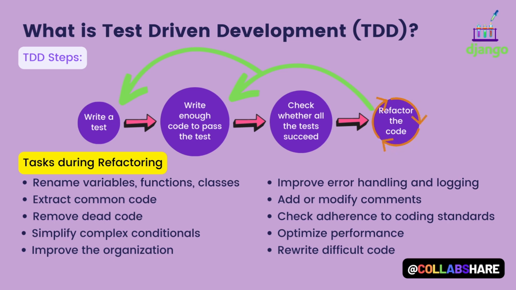Add or modify comments and documentation to make the code more understandable. Ensure that the code adheres to coding standards and best practices. These tasks are just examples, and the specific tasks involved in refactoring will depend on the code base and the goals of the developer. The key is to make small incremental changes that improve the code while maintaining its behavior and avoiding introducing new bugs.